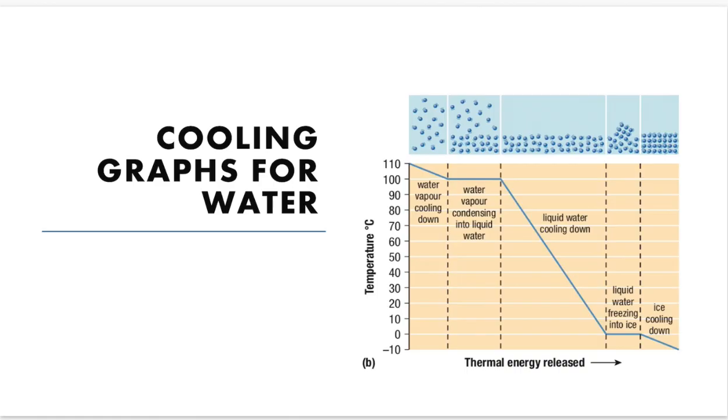In general, melting and freezing occur at the same temperature, and boiling and condensation occur at the same temperature. So our melting and freezing points on the cooling graph are 0 degrees.